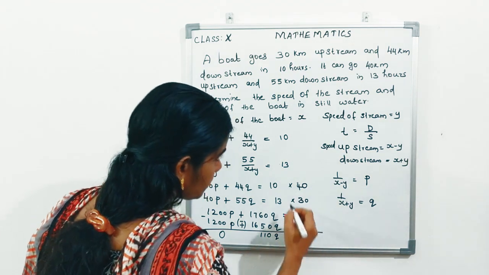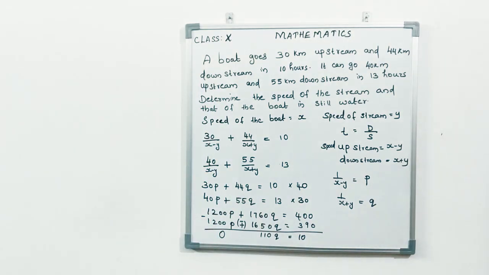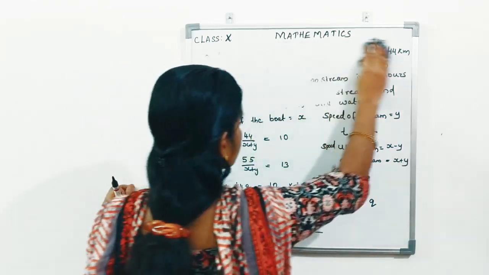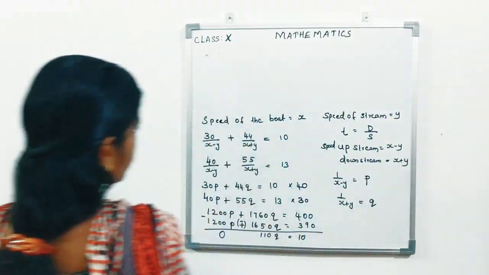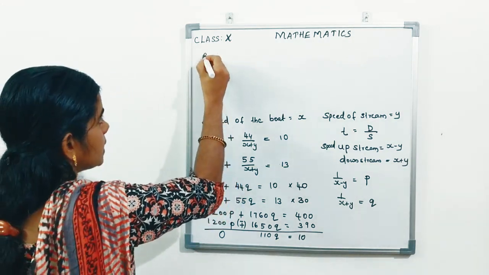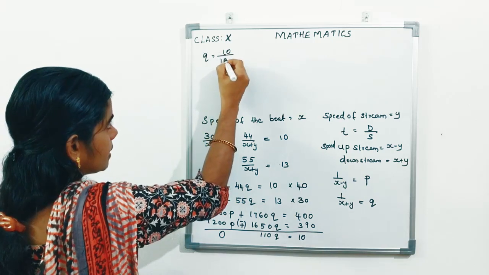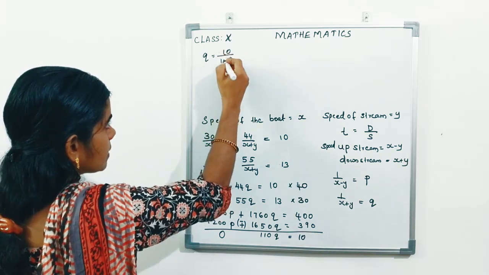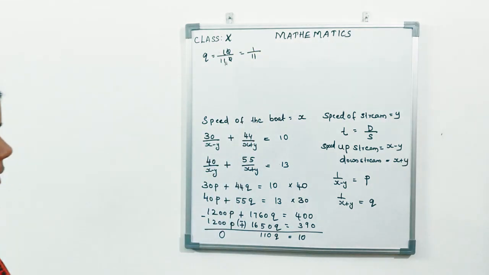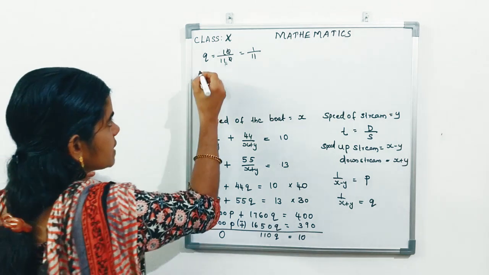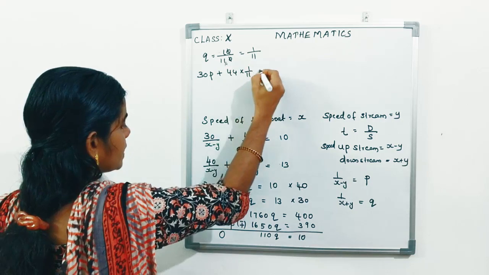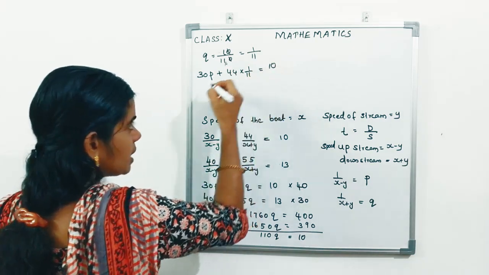q is equal to 10 by 110. We can cut the zeros and we will get 1 by 11. Then we can substitute in any equation. First equation: 30p plus 44 into 1 by 11 is equal to 10. This is our first equation.